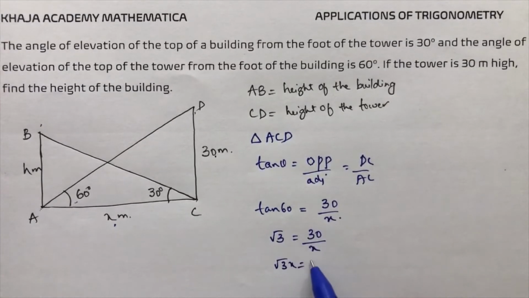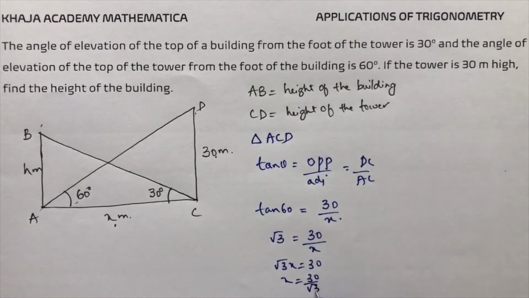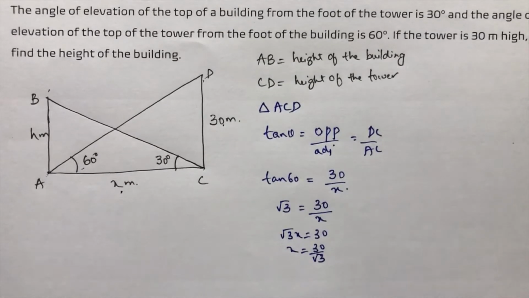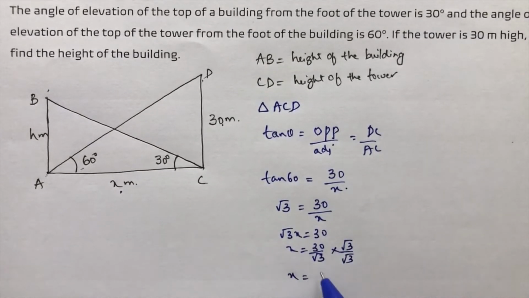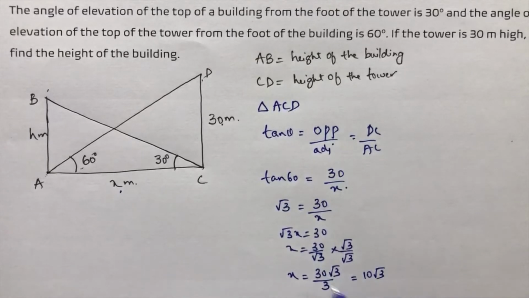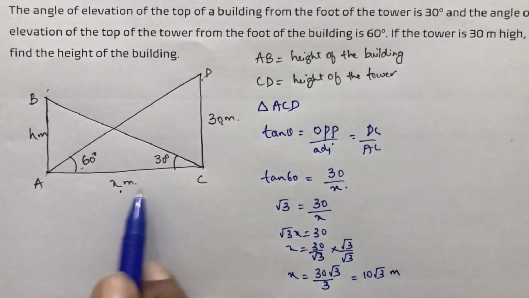So root 3 x equals 30. X equals 30 by root 3. So if you rationalize, into root 3 by root 3. So x equals 30 root 3 by 3, which is 10 root 3. 3 times 1, 3 times 10. So x is 10 root 3 meters.